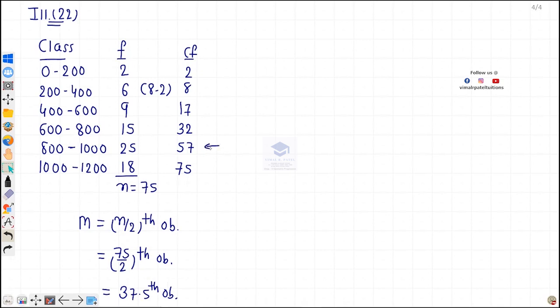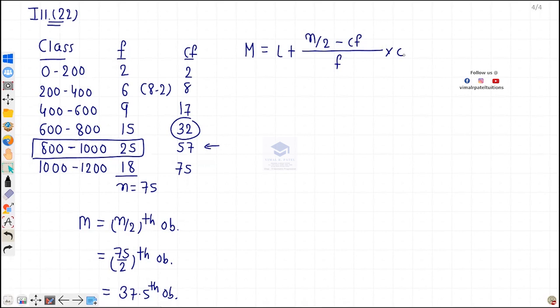N by 2 is 37.5. It lies after 32, so this class is the median class. Okay. Clear? So the frequency is 25, the class length is 200. This is the lower limit, this is the frequency, this is the cumulative frequency. 800 and 1000, the difference is 200.